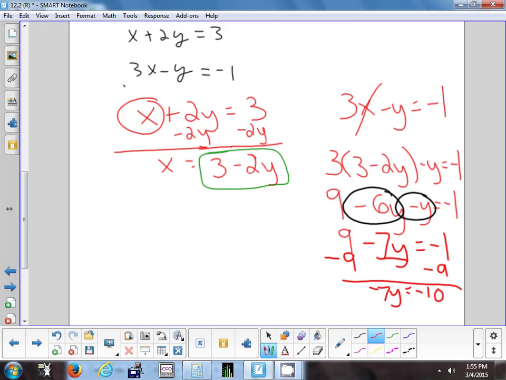Last step. Divide by what? By -7. What are you talking about, Willis? All right. So now y equals 10 over -7. And the top and the bottom are both negative? Positive. Good, Caleb. 10 over 7. Solution. Right here. Now, Martin, with that y, what am I going to do?